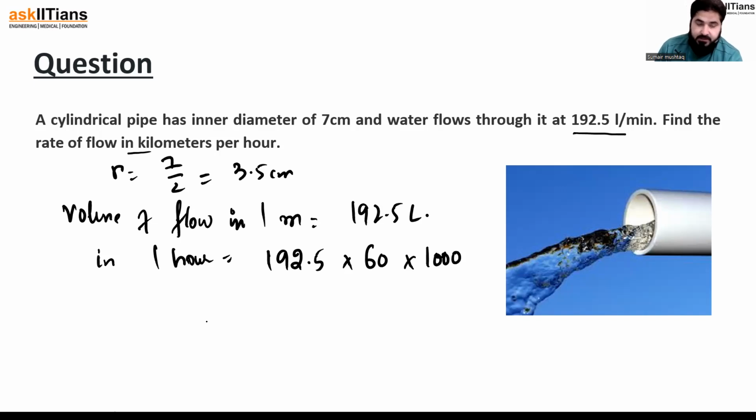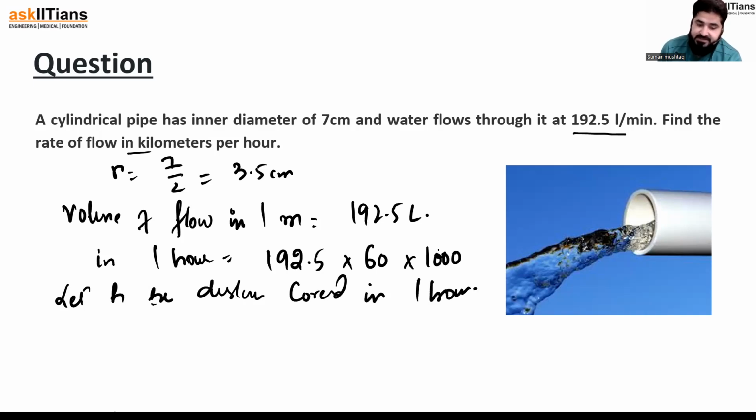Now find the rate of flow in kilometers per hour. Let us suppose h be the distance covered in 1 hour, isn't it? So h is the distance covered in 1 hour. What we need to do is find its flow per hour, so that is actually its height. One and the same thing is what we are trying to find out.